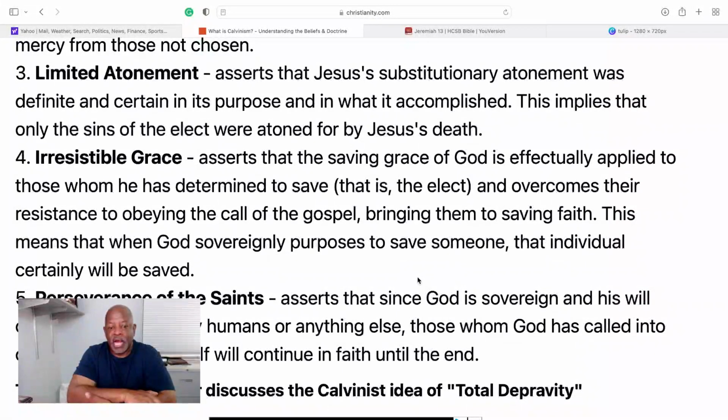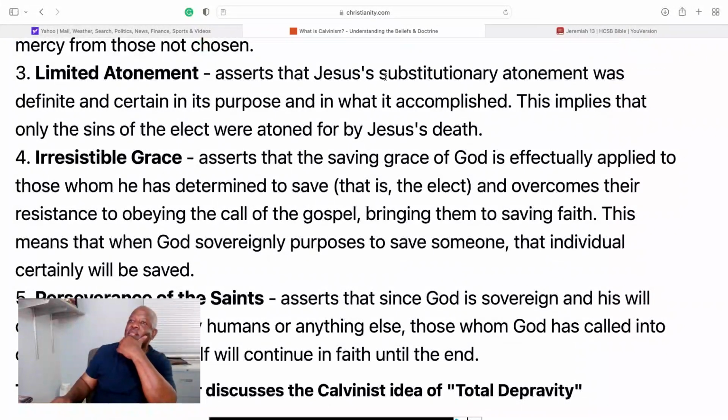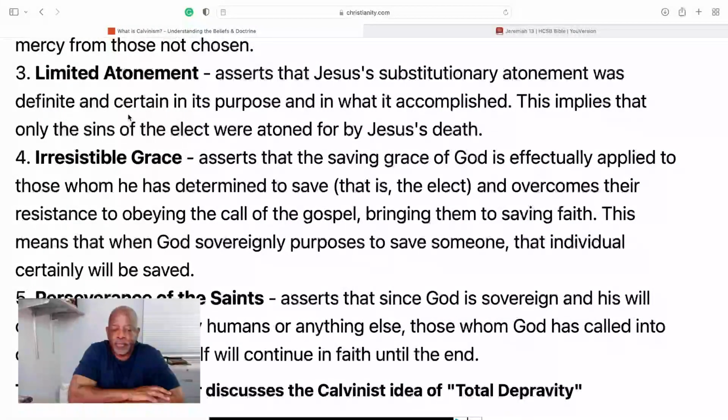Then how come God isn't saying this? Think about that. How come God isn't saying this? Take these things off here. All right. So, let's go on.